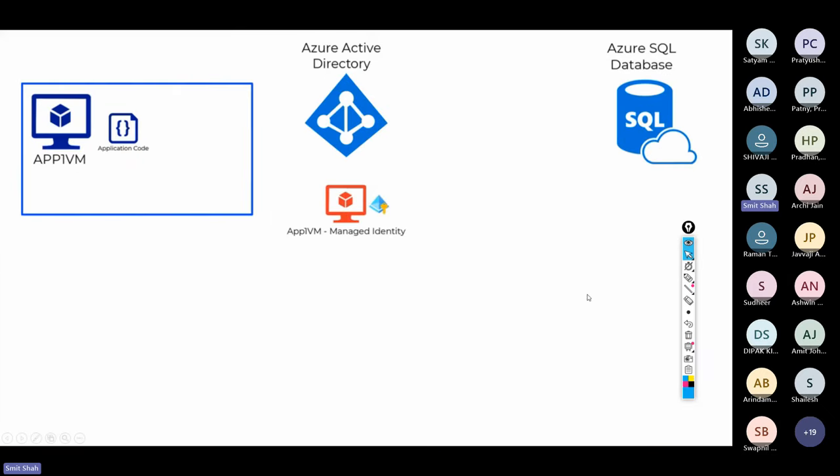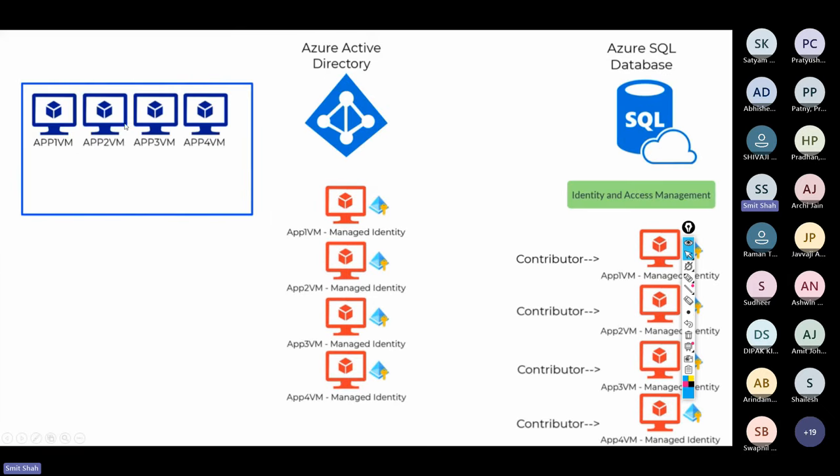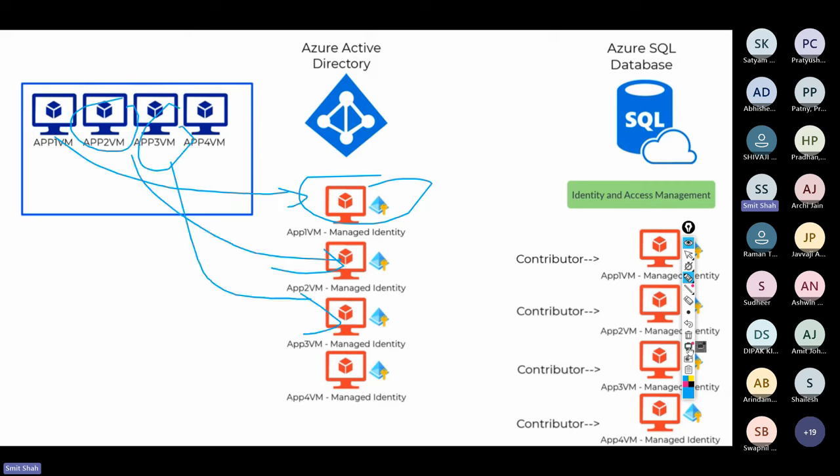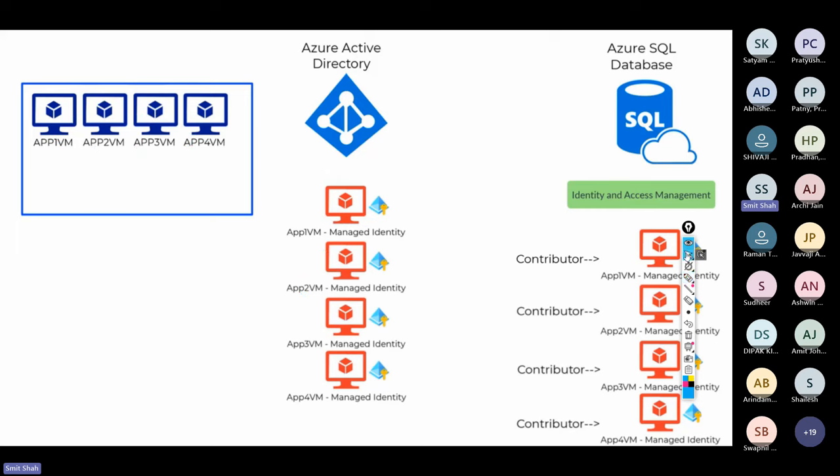Okay, so similarly, let's have my four VMs. In order to store their credentials, I'll have to store four separate credentials. One credential for one VM, second credential for second VM, third credential for third VM, and so on. So in system assigned managed identity, what happens is for every entity, we store a different ID card.